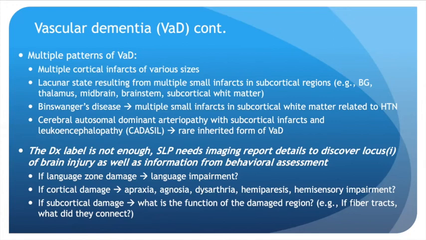Note that the diagnostic label is not enough. SLPs need the imaging report details to discover the locus or the loci of the brain injury, as well as information from behavioral assessment. If there's language zone damage, you could expect language impairment. If there's cortical damage, you can expect apraxia, agnosia, dysarthria, hemiparesis, hemisensory impairment. If there's subcortical damage, you might ask, what is the function of the damaged region? If it's in fiber tracts, well, what do the fiber tracts connect? What can I expect regarding deficits?